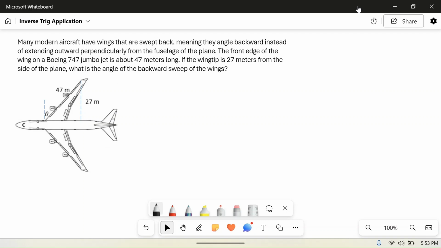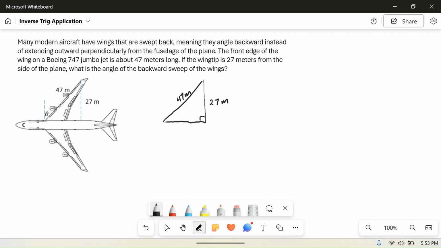To set this up, let's think about drawing some triangles, and then we can think about our right triangle trig. The body of the plane would be one side of the triangle, and we do not know its length, but we do know the distance from the plane. Distances, heights here are always perpendicular, so that other side of the right triangle is 27 meters.